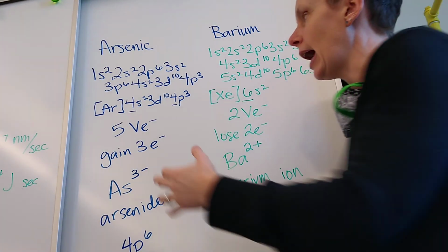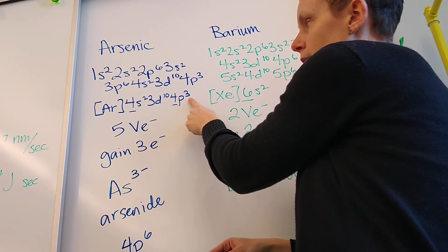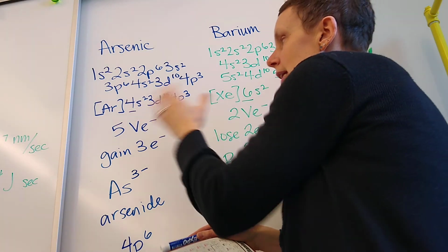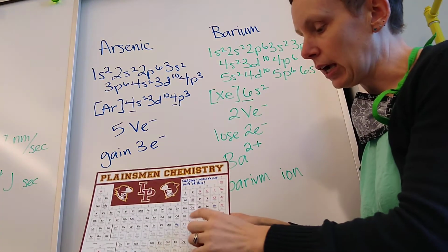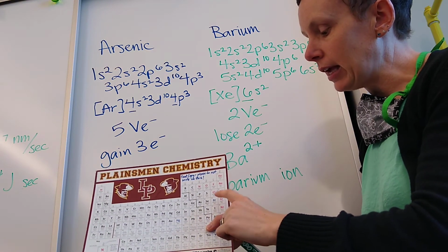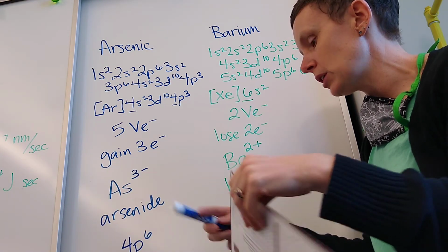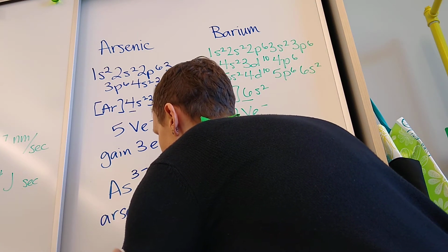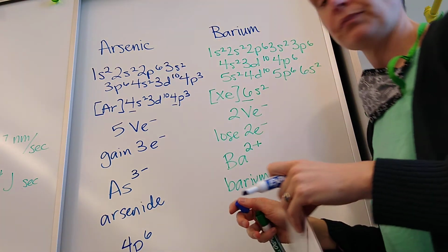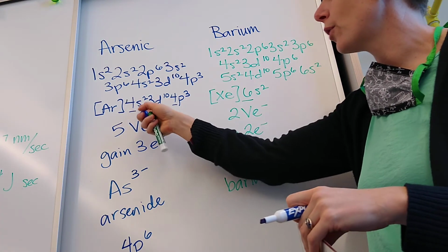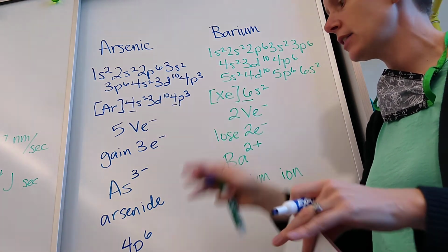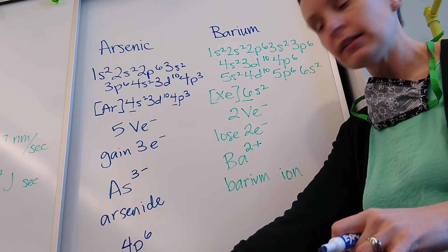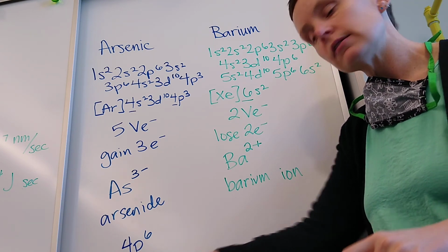So abbreviated, I could do the same thing here. I could add 3 to my 4p and make it 4p6. But an easy way to do it, now that I've looked at the periodic table, it's gained 3. That gives it the same configuration as krypton. So the abbreviated for the ion is just Kr in brackets. So you could write [Ar] 4s2 3d10 4p6, that's fine. Or if you recognize that it's gaining the configuration of a noble gas, just write [Kr] in brackets.